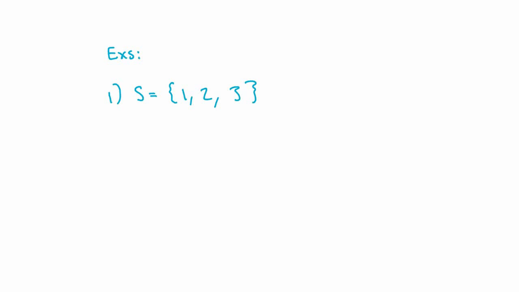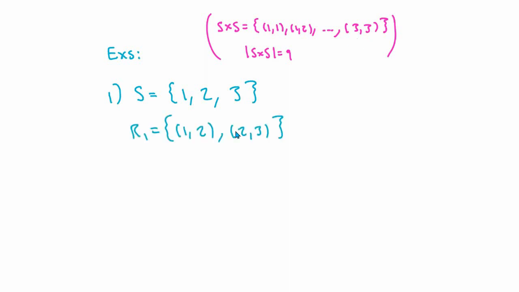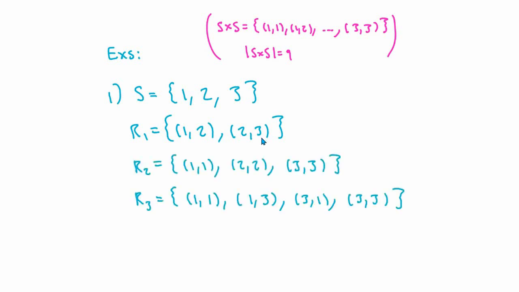So for the first example, let's take the set S consisting of the three elements 1, 2, and 3. To choose a relation on this set just means to choose a subset of the Cartesian product of S with itself. So we just need to go through and decide which of these 9 ordered pairs we want to take to make our relation. So for example, one relation could be the set consisting of (1, 2) and (2, 3). But of course, there are a lot of other possibilities as well.